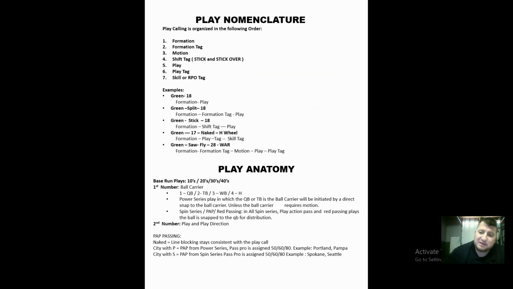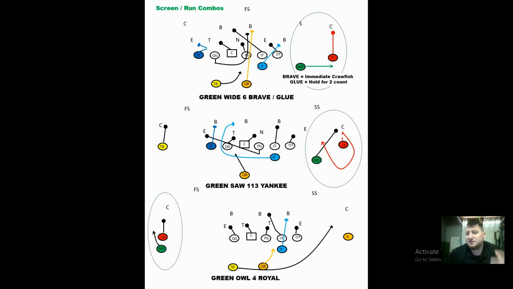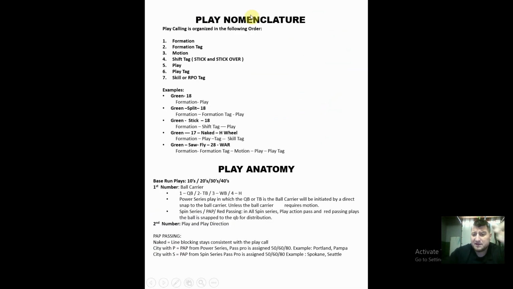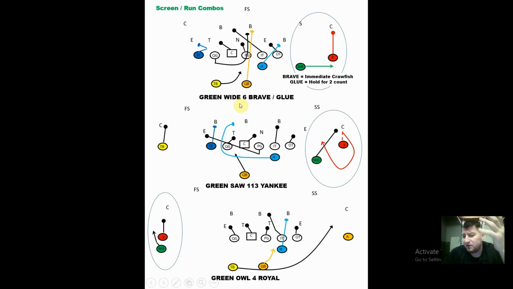And last but not least, we have our skill or RPO tags. Skill and RPO tags just change the route combination. Here is an RPO tag off of our 6 play. Here's green wide brave. That signifies the RPO between the wingback and X receiver. Here's green saw 13 Yankee. Green owl 4 roll. These are all examples of different RPOs that we can run. We can also use this space to tag an individual receiver: H wheel, Y seam, those sorts of things.